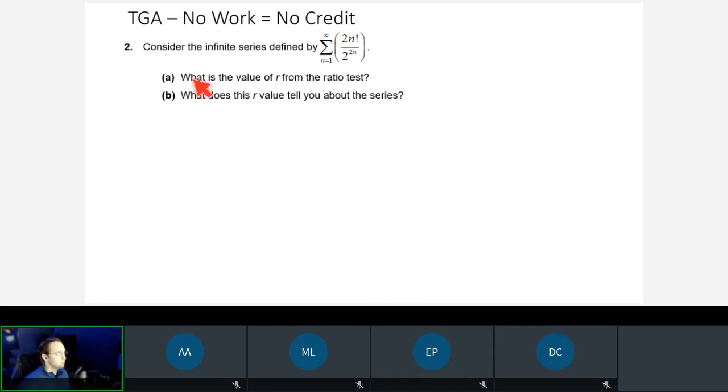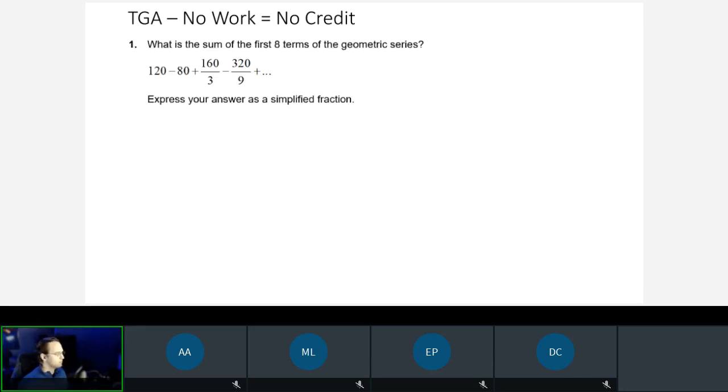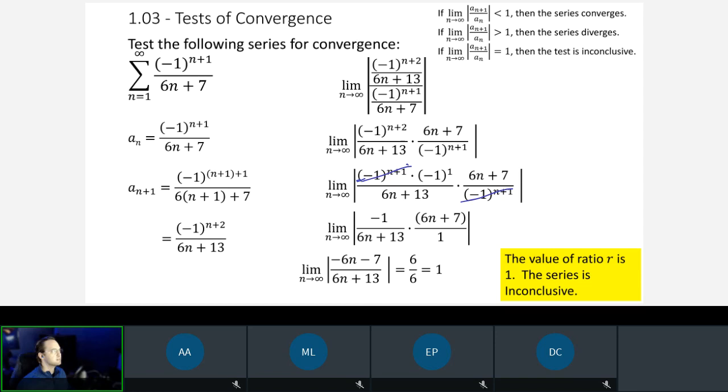Number 2 says, consider the infinite series, this one here. What is the value of R from the ratio test? So, hey, ratio test. This tells us to use the ratio test, the test of convergence. And then what does that R value tell you about the series? So remember the absolute value of R: if it's less than 1, greater than 1, or equal to 1, this is what it's asking you on that TGA.